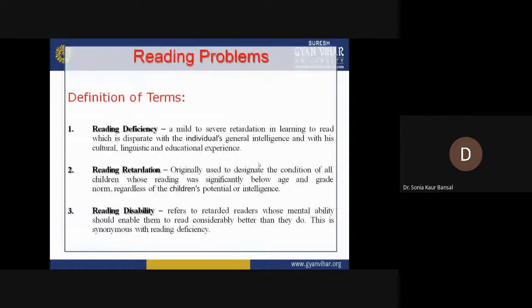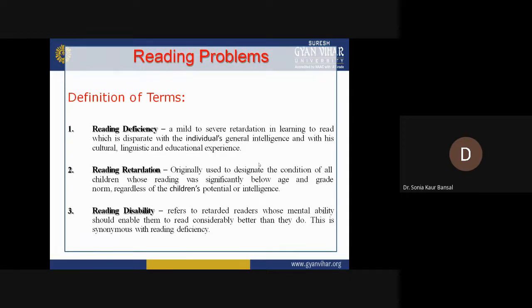Now, let's have a look at the reading problems that different students have. So, I'm going to give you the definitions of terms accordingly. What are the different terms related to reading? So, what are the reading problems? We have to go through them one by one. Now, first is reading deficiency. It is a mild to severe retardation in learning to read, which is disparate with the individual's general intelligence and with his cultural, linguistic, and educational experiences.